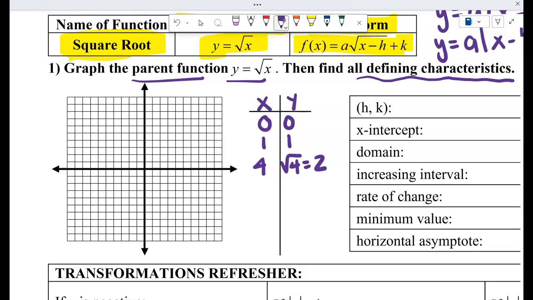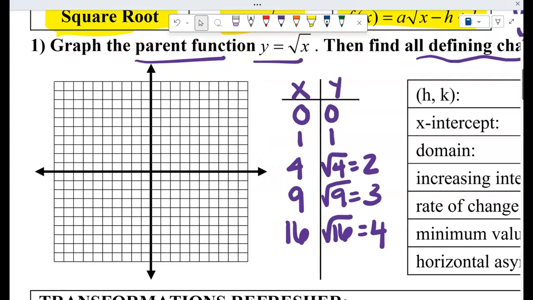The next nice number, yes, we can pick 5, 6, 7, and 8, but those are really not nice square numbers, so we want to have nice square numbers. Square root of 9, guys, is going to be 3, and the last one we are going to use is 16 because square root of 16 is a nice value of 4. So let's plot. When x is 0, y is 0. When x is 1, y is 1. When x is 4, y is 2.